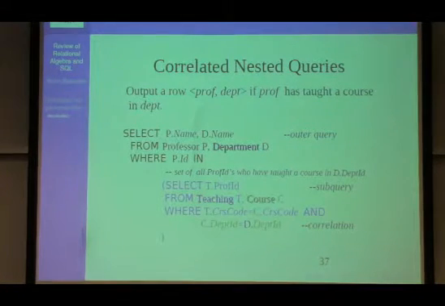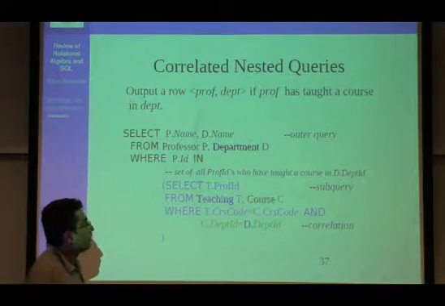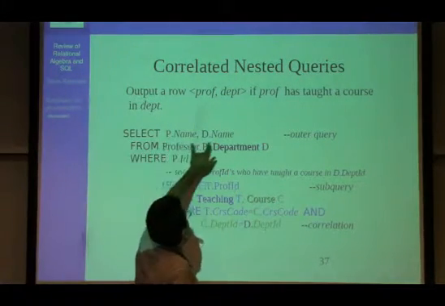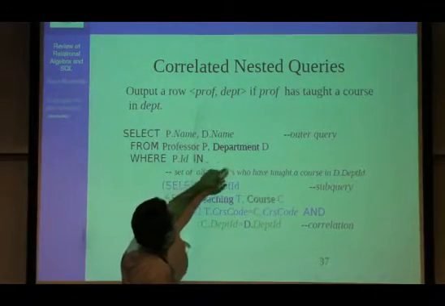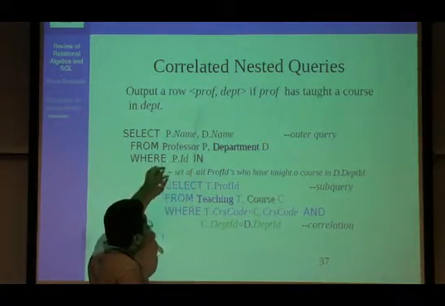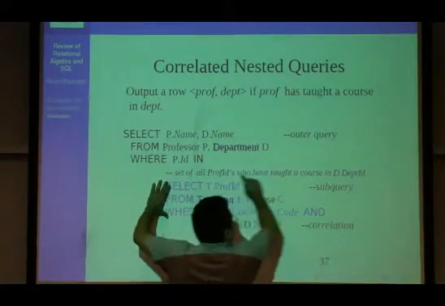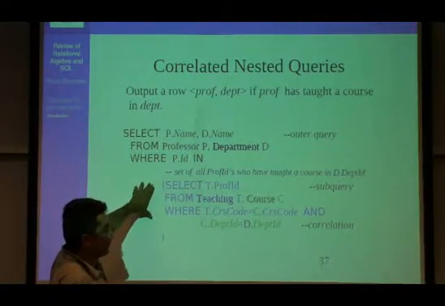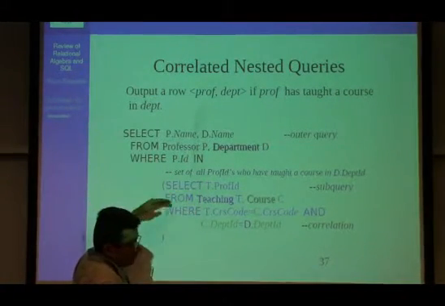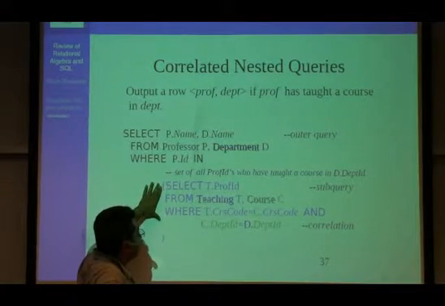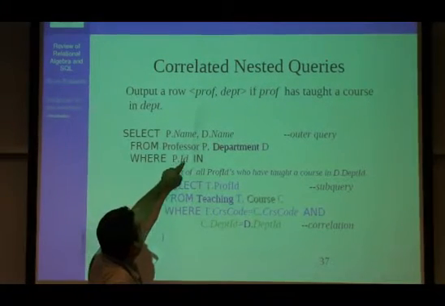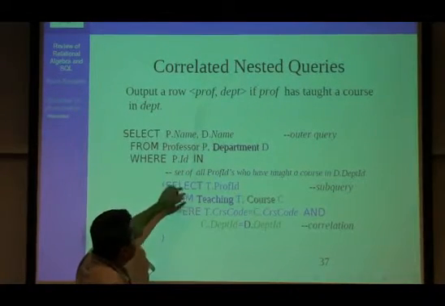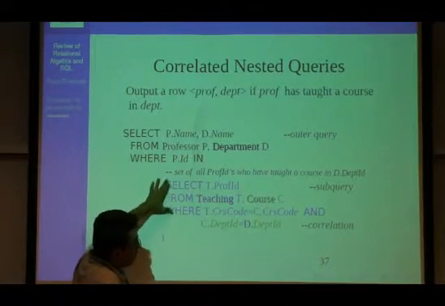For example, here you can see that we are selecting professor name and department name from professor and department, where professor ID is in this subquery. You know these are comments, right? Two dashes starting a phrase until the end of the line will be comments. So PID, and these are two tables in this query. Here, PID should be in this subquery.